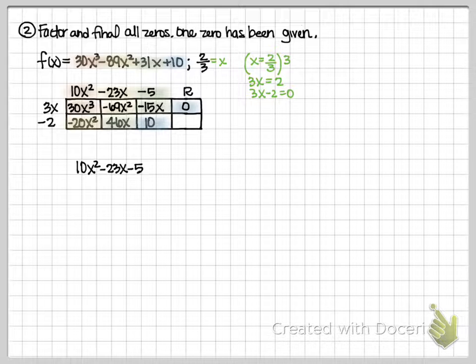Okay, so I went through and I did my long division, got a remainder of 0, thank goodness. If I didn't, and I was told that this was either a factor or a 0, then I made a mistake somewhere, and you'd have to back your way up through it and see if you can find it. Okay, so now I have my quadratic of 10x squared minus 23x minus 5.